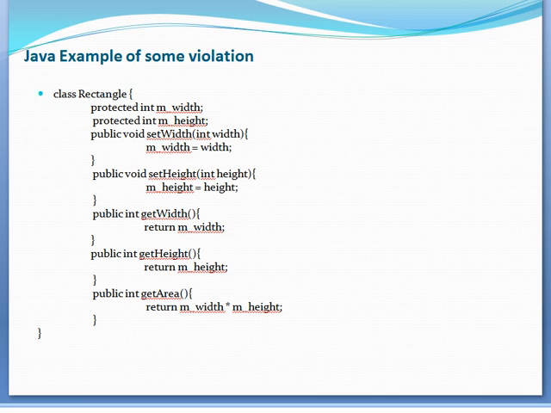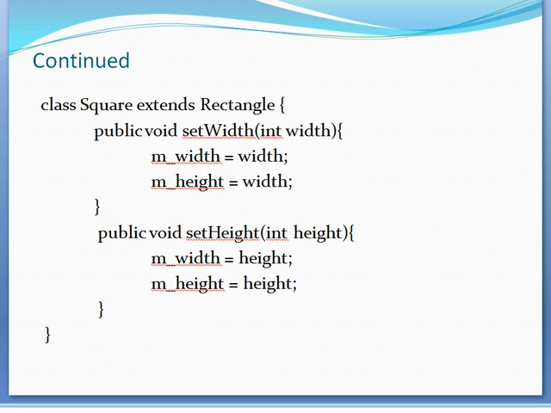Now, as a violation of this principle, we have first the class Rectangle with width and height, a setter and getter for them, and a function getArea that returns the area as width multiplied by height. Now another class, Square, extends Rectangle. It's the child of the rectangle and also has a setter and getter for the width and height.